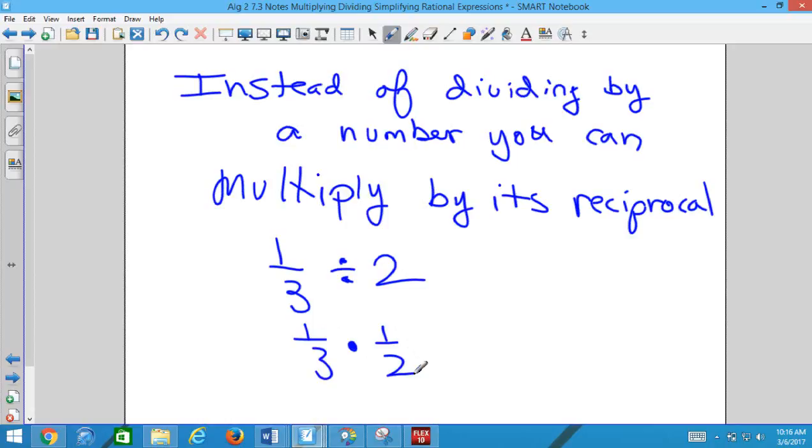And then how do we multiply fractions? Straight across. So we get 1 times 1, and 3 times 2 is 6. So we'd have 1/6 for our answer. So instead of a number divided by a number, we change it to a number multiplied by the reciprocal. Okay?